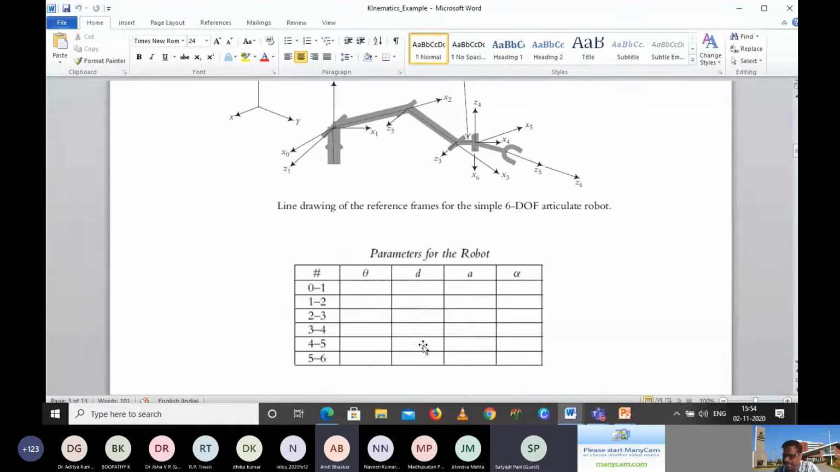After that, will we have any d distance? Please check Z3 and Z4. Will we have any d value? Yes, sir, we have a value D. Just think, actually, there will be a small twist there in this.